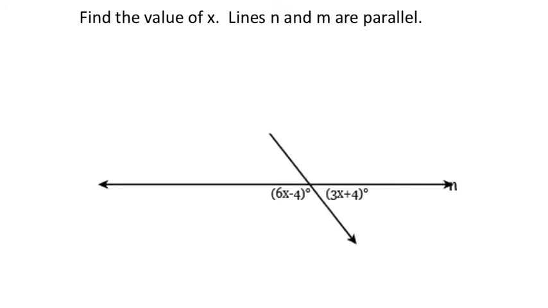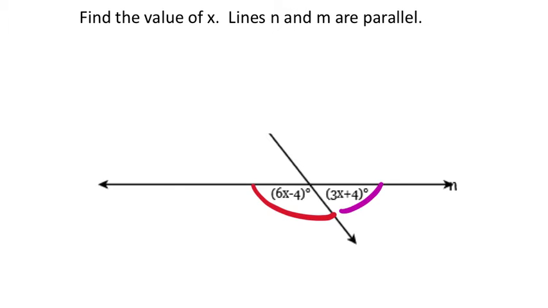So what are my two angles? I got 6x minus 4, and I got 3x plus 4 right here, right? Well, what is the relationship here? Because they're already at the same intersection, they cannot be alternate interior, alternate exterior, or corresponding. They can't be because they're at the same intersection right off the bat.